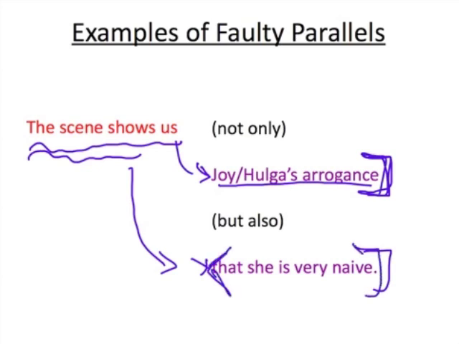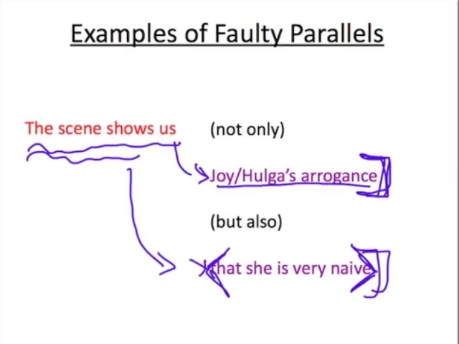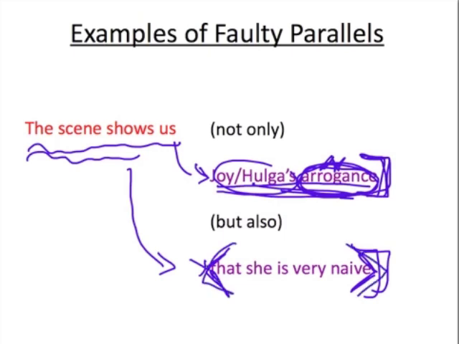Do you see that she is very naive is a noun clause actually functioning as the direct object of shows? The scene shows us this, whereas Joy Hulga's arrogance is really just a noun here with an adjective in front of it, an adjective that's in the possessive, right? So we're considering that an adjective. So we really just have a noun direct object in this first example, and in the second, we have a full noun clause. So that could be revised a couple of ways. We could say the scene shows us Joy Hulga's arrogance and her naivete and really make it a compound direct object that way. Or we could make some combined noun clause. We could say the scene shows us that Joy Hulga is arrogant and naive. So either one works. It's not like one is right or wrong. It would depend on the context of your sentence.